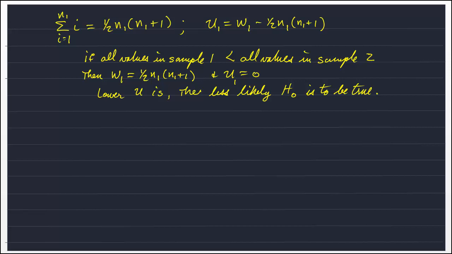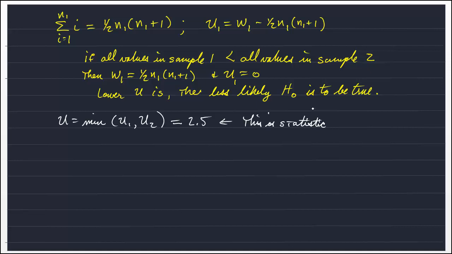Now the next step is to take the minimum U. So compare the two values of U and take the minimum, and that becomes our statistic. And in that case, the minimum U was 2.5, and this is our statistic. And this is, I guess, step 5.